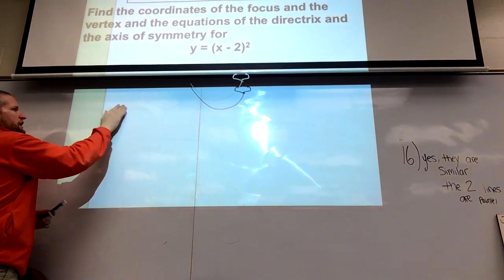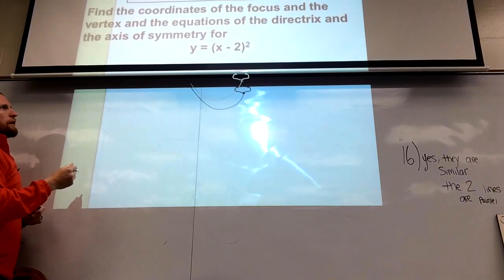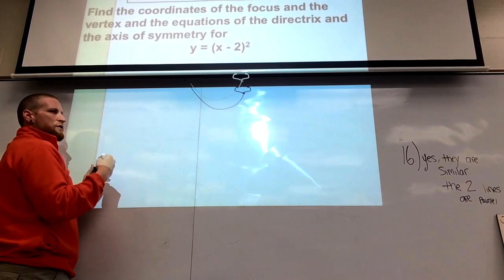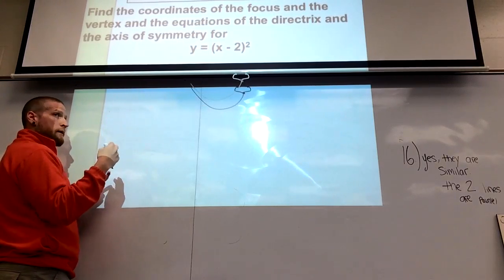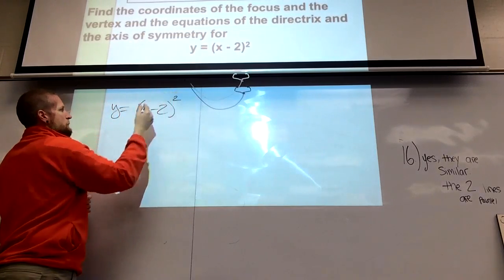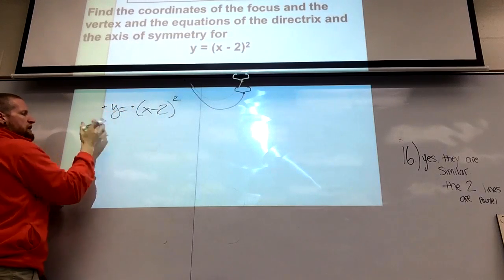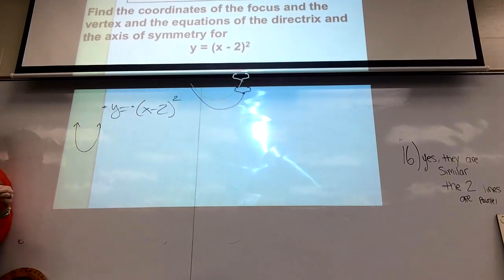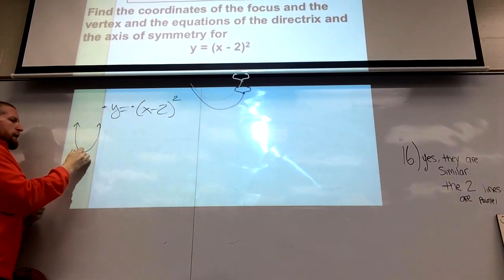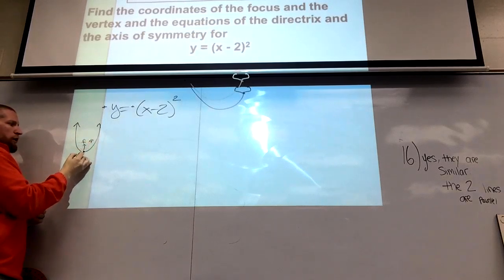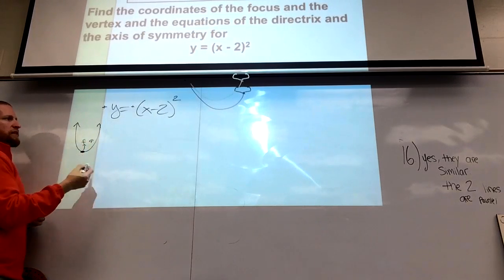Probably what I would do, sometimes this helps, like I know in my head I do this. The first thing I would see is if it opens up or down, because that tells me whether or not I'm going to add or subtract the value that I get for P. Since this is positive on both sides, that means that my parabola is going to look something like that. It's going to open up. Okay, which again is telling me that if I can get my vertex point, I know my focus point has to sit above it. So to get my focus point, I'm going to be adding P to my y coordinate because it's going up and down. So to move it up and down, you add things to y's.